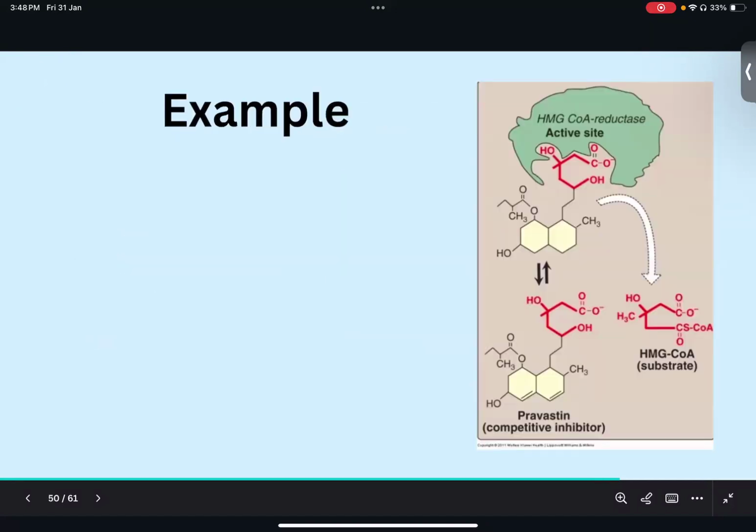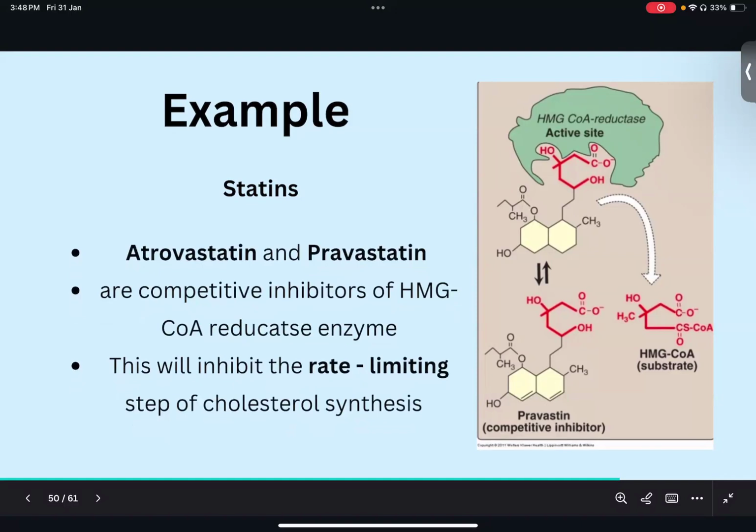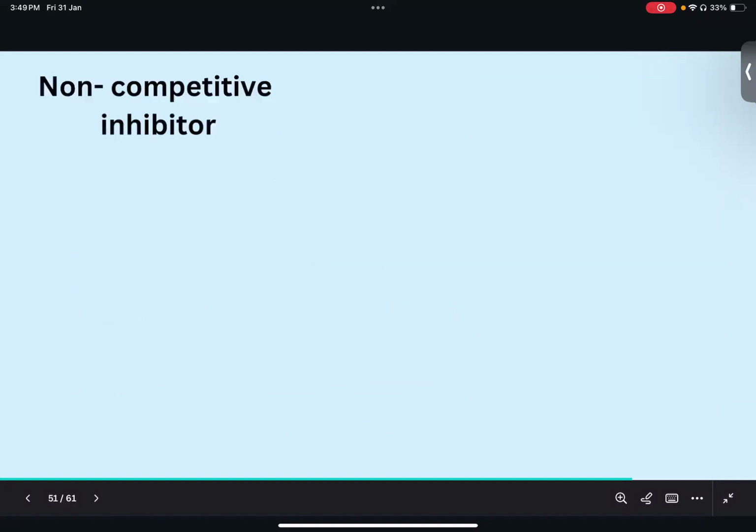An example of competitive inhibitor is statins. Statins are used in hypercholesterolemia. When we have hypercholesterol in the blood, we want to inhibit the rate-limiting step, which is HMG-CoA reductase. So statin will bind to the active site of the HMG-CoA reductase and inhibit the formation of cholesterol, okay? This is an example of competitive inhibitor. So we finished competitive inhibitor.